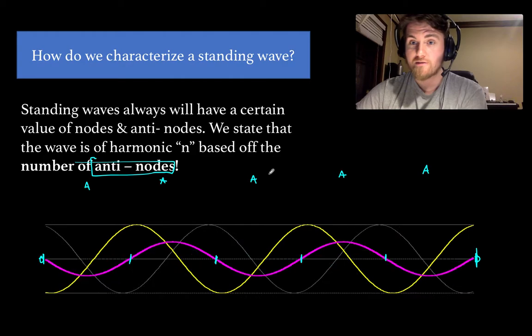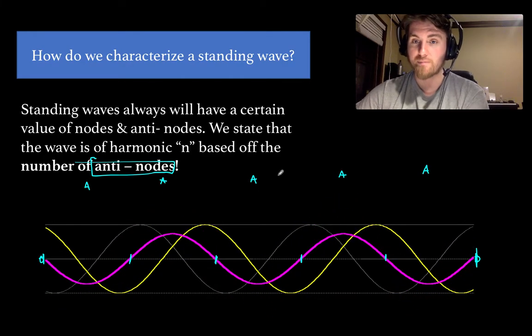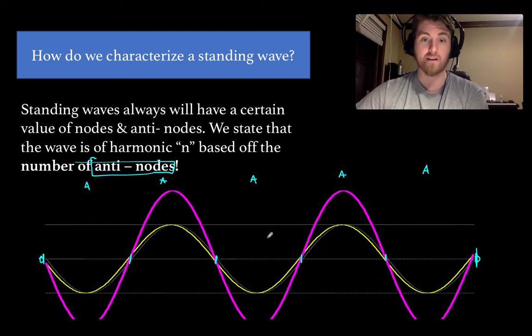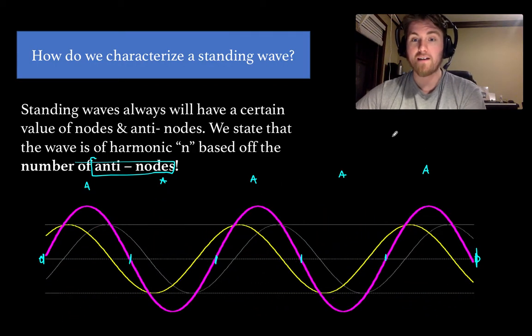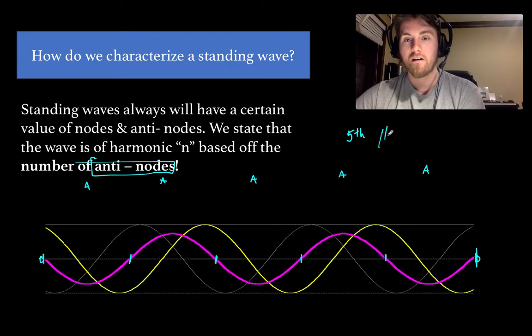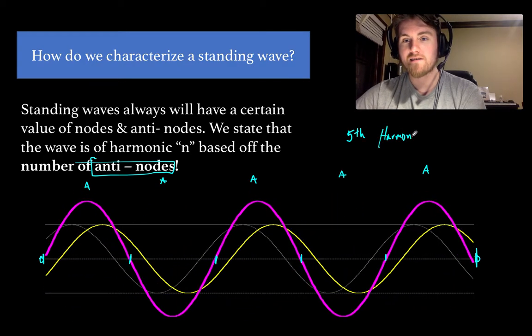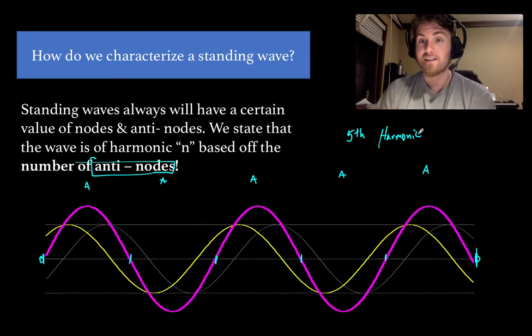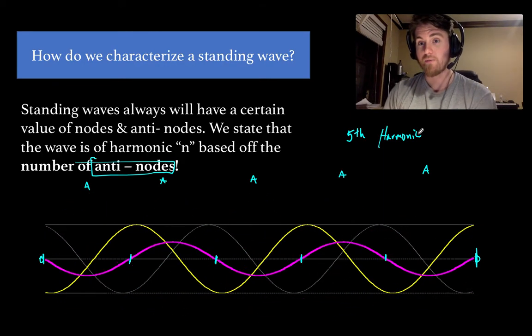Remember, an antinode is wherever you have the highest amplitude. I always like to think of them because they are matching A's: amplitude, antinode. So if we have 5 antinodes, this standing wave would be our 5th harmonic. And that makes it so much nicer for all of us to say that it's the 5th resonant frequency for this specific wave.